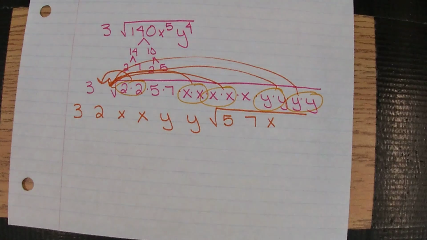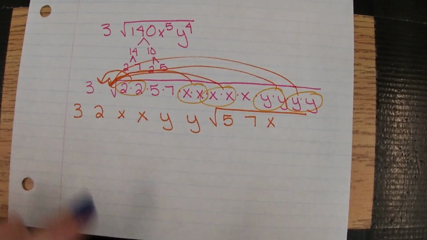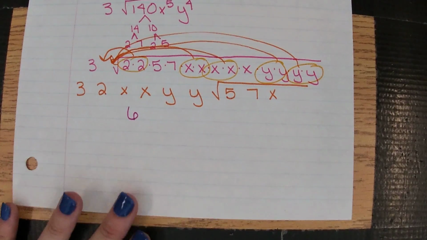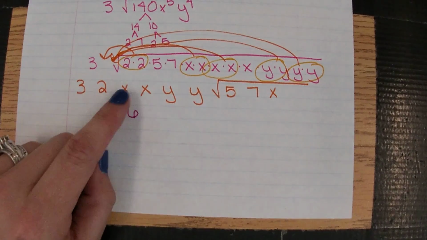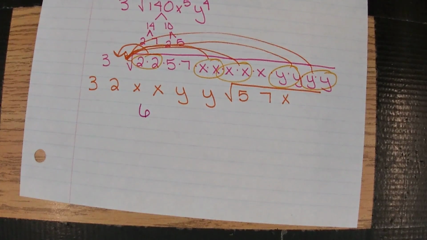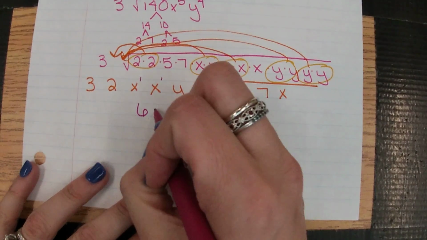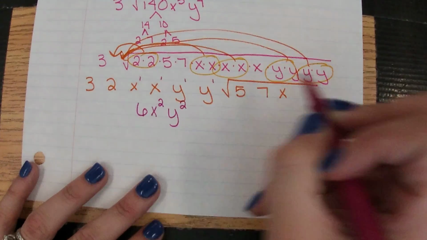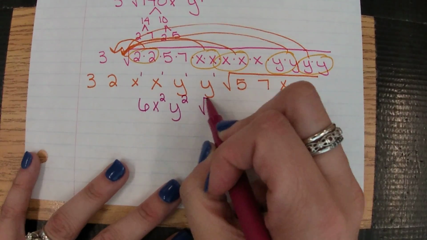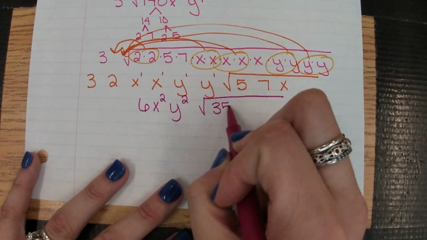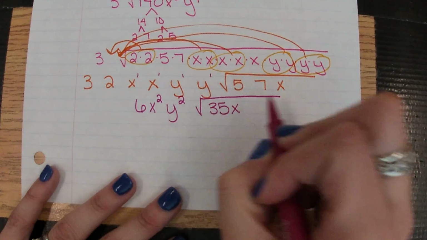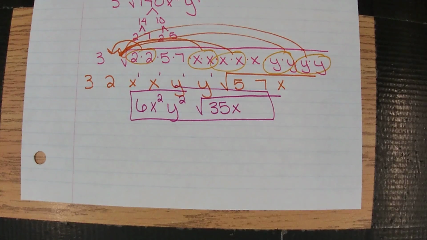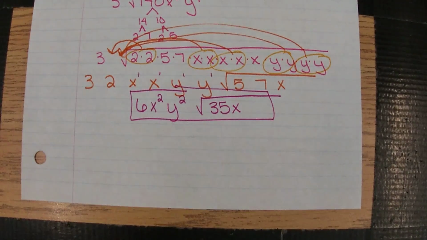Right? Then anything that's in the same location gets multiplied. So 3 times 2 is 6. Now we have to remember our exponent rules. So when we multiply with exponents, we add. So that's a 1 and a 1, which gives me a 2. A Y times a Y gives me a Y squared. 5 times 7 is 35, and the X is just with it. So I get 6x squared Y squared square root 35x.